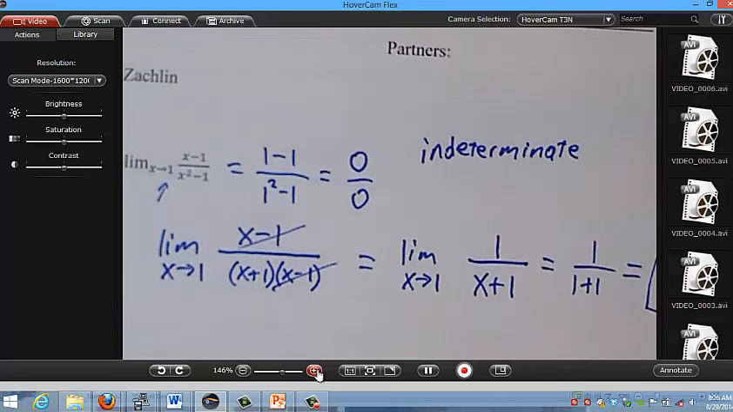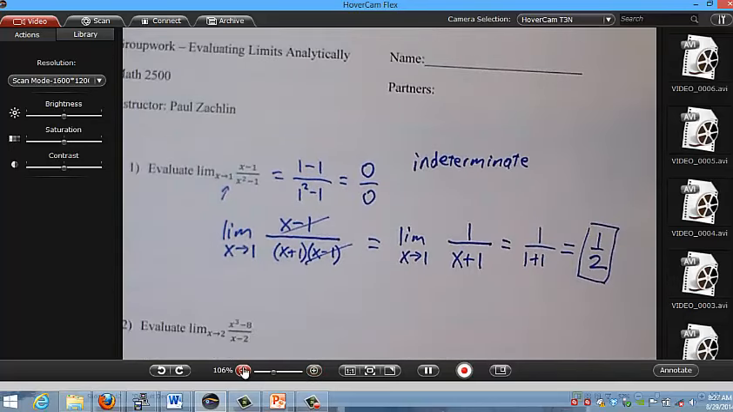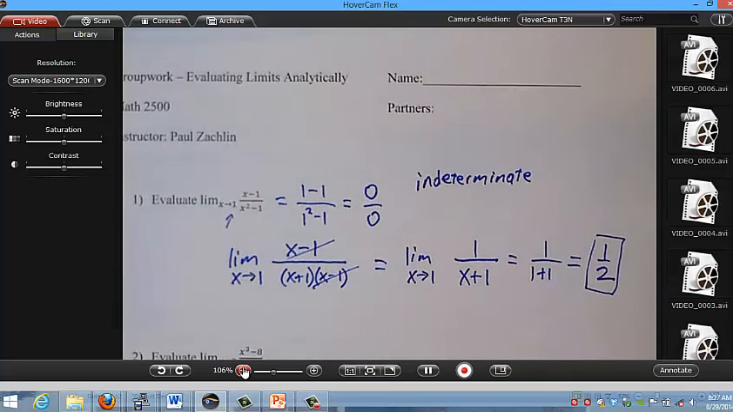So, what does this mean? This means that we can compute a limit if we have a factor that we can cancel. If you think about the two functions, and if you were to graph them, you'll get exactly the same graph except for one thing.